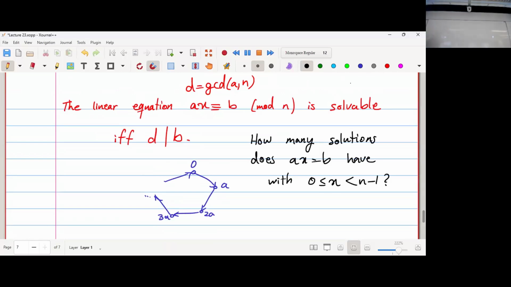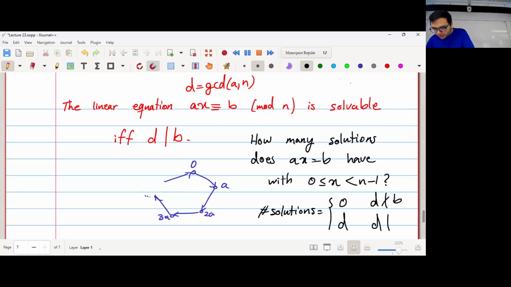Yeah. So the thing is, I know that if d is not a divisor of b, then the answer is 0. But if d is a divisor of b, then the answer would be what? Exactly d, right? So the number of solutions is going to be 0 if d is not a divisor of b, and it's going to be exactly d if d is a divisor of b. Why?